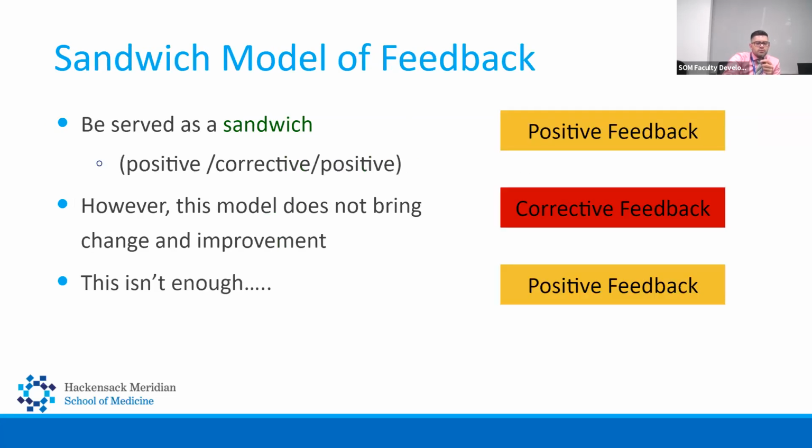And then another way of looking at feedback is a sandwich model, where feedback is given positively, then that corrective feedback is given, and then positive feedback is given again, kind of like a sandwich. And while this model might help in terms of not overwhelming them, it doesn't bring change or improvement, and it's not enough. So we'll get into those models that will help with bringing in change and improvement.